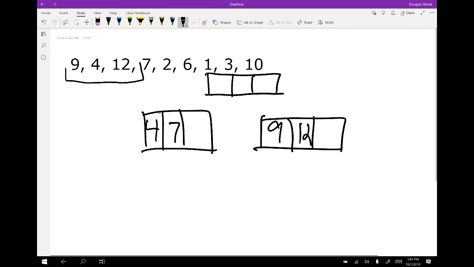7 is the largest value in the subtree to the left, right? So that makes it a better candidate for a search key than the 9. So 7 is going to be my search key. And I'll hook these up as children. Have I satisfied all the conditions for the degrees and everything? Yep.